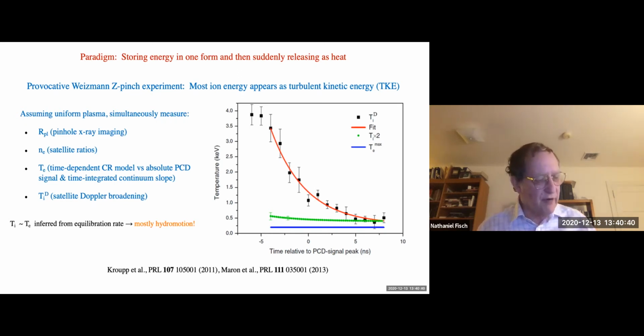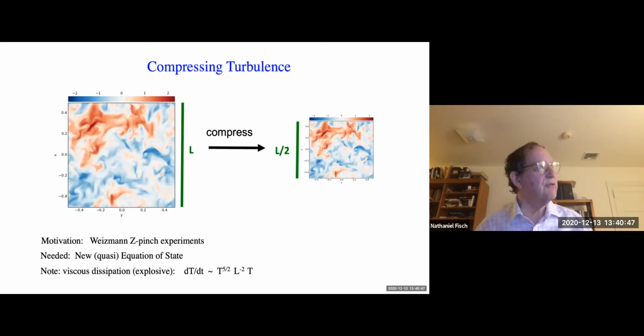Now, there's a big difference between thermal energy and turbulent energy. We kind of try to imagine it. Just imagine you have turbulent energy, and you could put the same amount of energy in a box. But if it's turbulent, you have lots of cold eddies that are rapidly moving around.